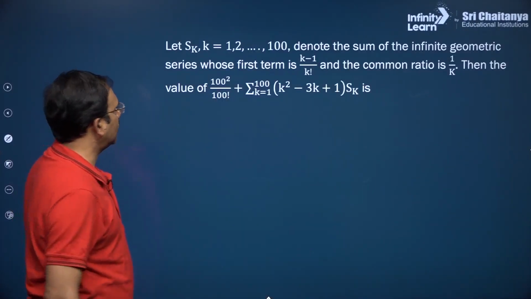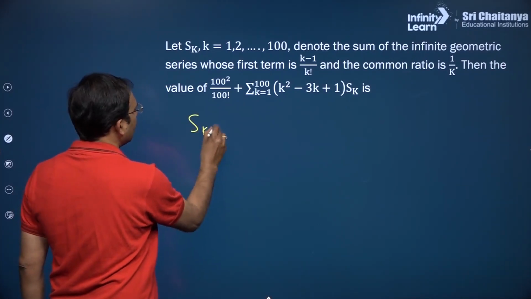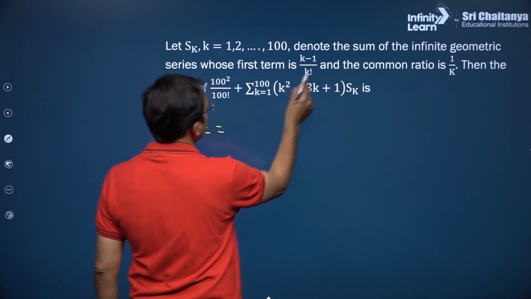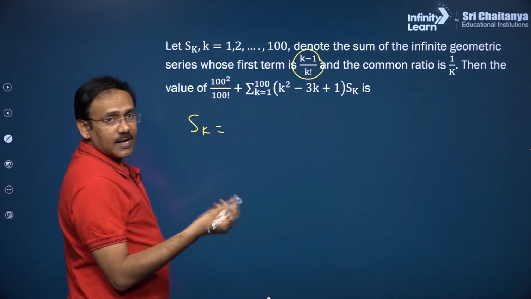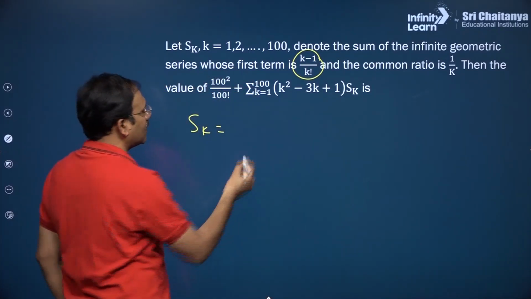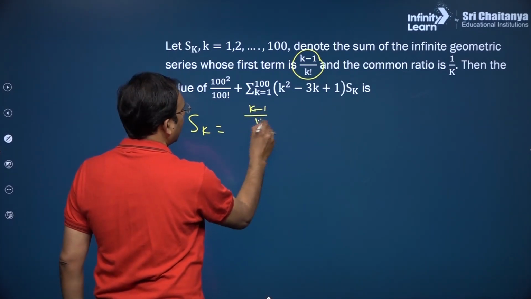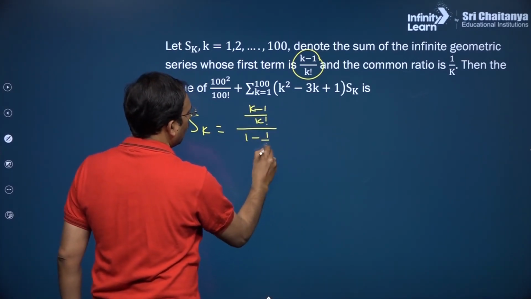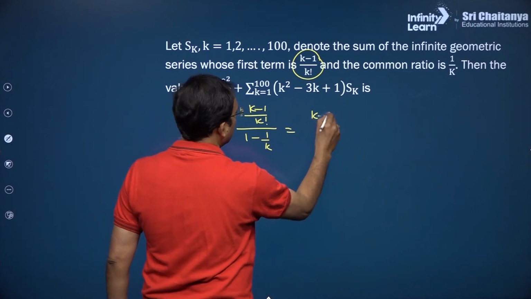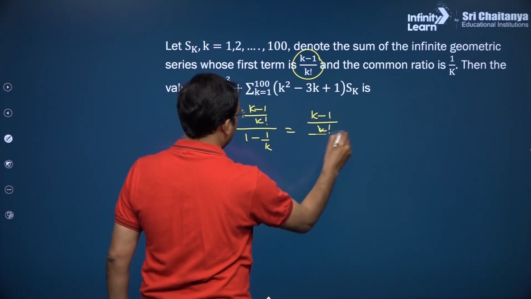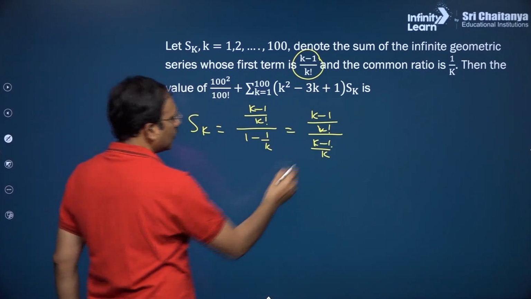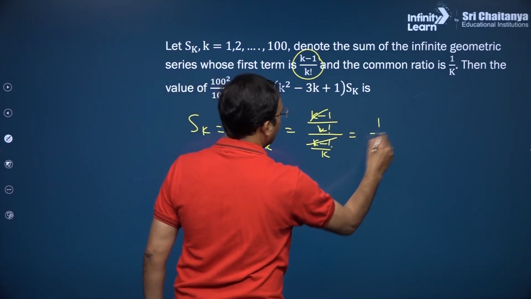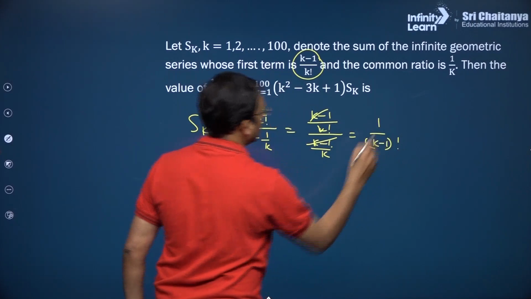Next you see this question. Here Sk denotes an infinite GP with first term (k minus 1) by k factorial, common ratio is 1 by k. S infinity is a by 1 minus r, this is a by 1 minus 1 by k, which is (k minus 1) by k factorial divided by (k minus 1) by k, my dear friends. So you can cancel this, you will get 1 by (k minus 1) factorial.